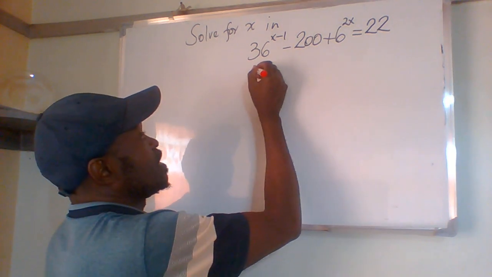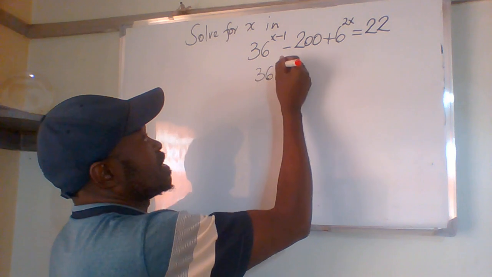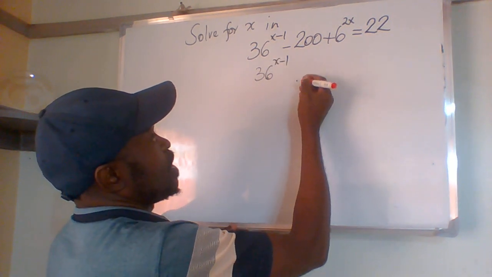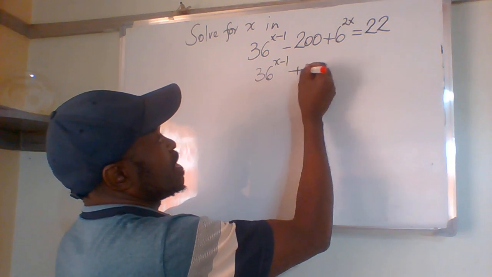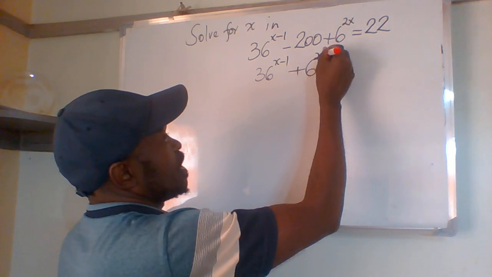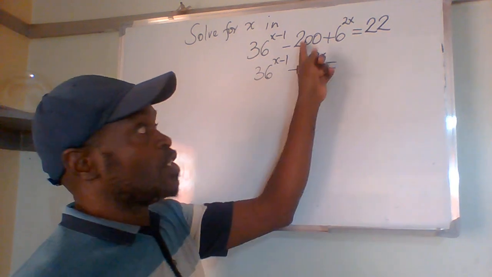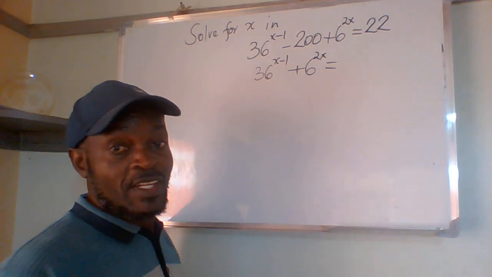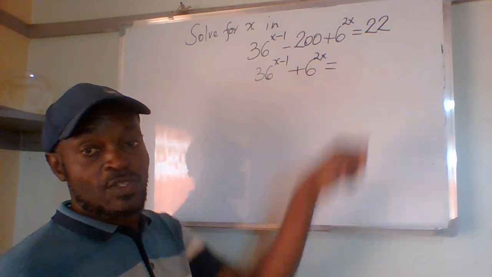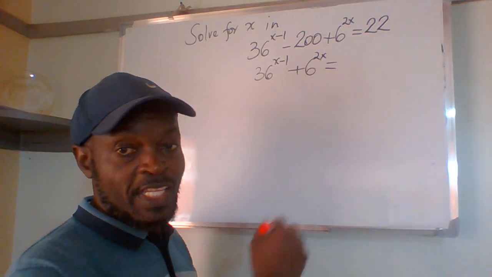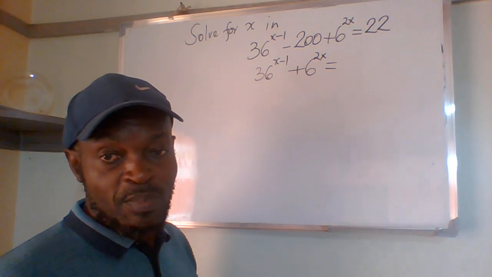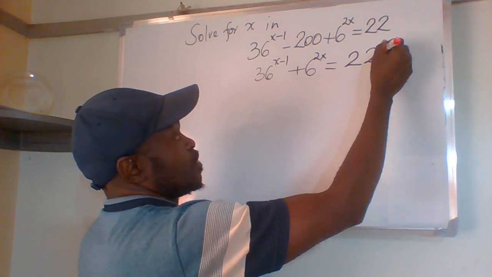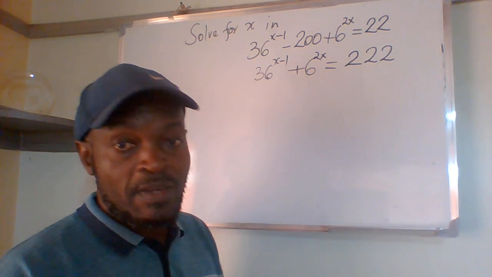So our next step, we'll have 36 raised to x minus 1, and then plus 6 raised to 2x is equal to, when 200 crosses the equal sign to the other side, it's a negative, but now when it crosses, it will become a positive. So on the other side, we'll have 200 plus 22. That will give us a total of 222.